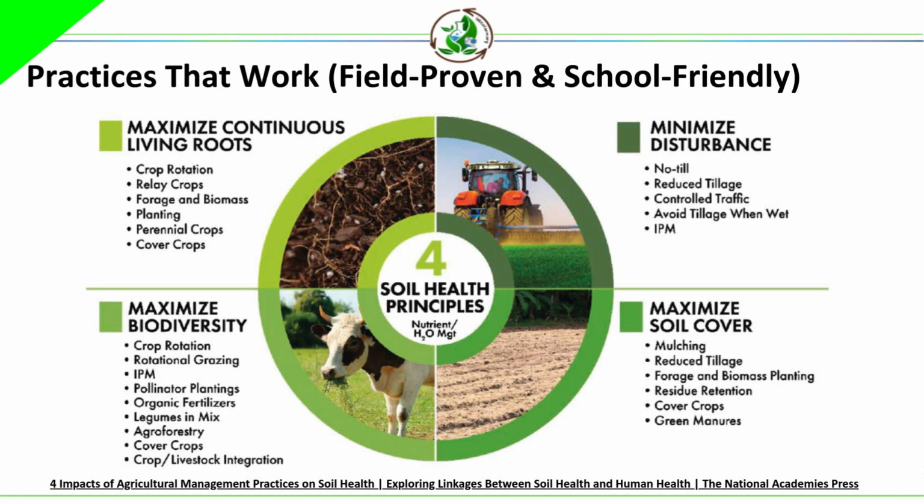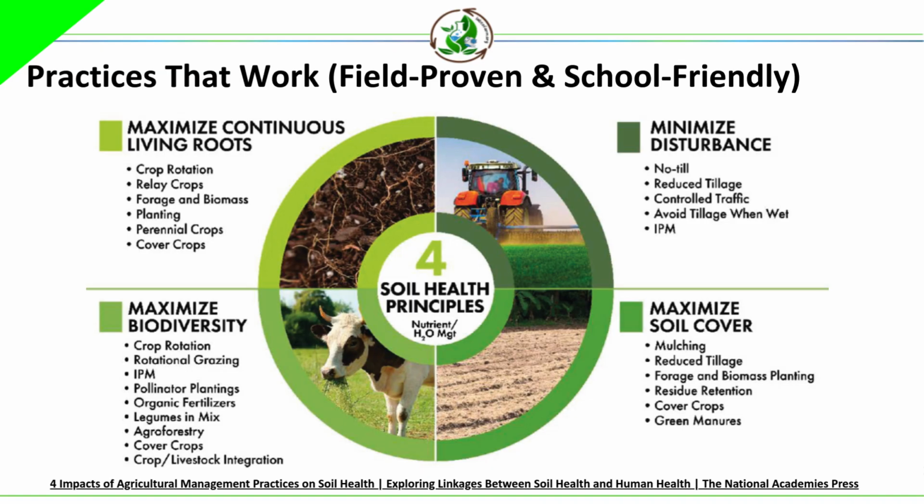Let's look at some field-proven, school-friendly practices that line up with what we've learned. These are 4 big ideas. Keep living roots in the ground, like with cover crops or perennials. Minimize soil disturbance through reduced tillage or traffic. Maximize biodiversity via diverse plants or crop rotations. And keep the soil covered using mulches or residue.